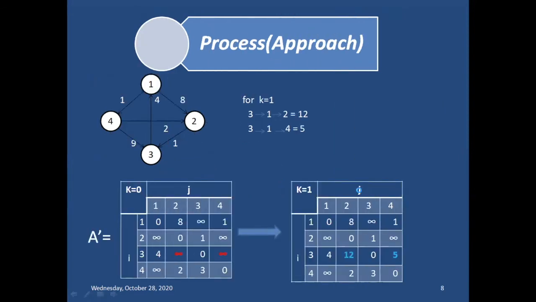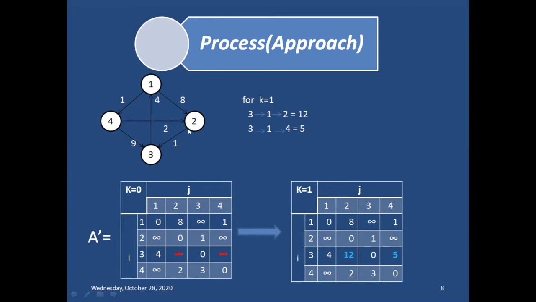When k equals 1, we can go through vertex 1. The in-degree of vertex 1 is 1 and the out-degree of vertex 1 is 2. So we can go from 3 to 1 to 2 by cost 4 plus 8 equals 12, and we can go 3 to 1 to 4 by cost 4 plus 1 equals 5.